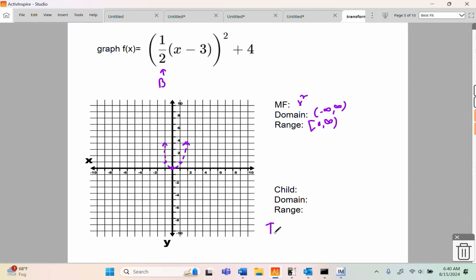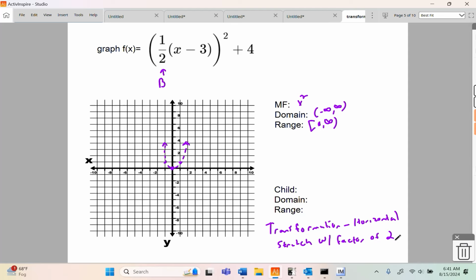And I didn't leave a place here for the transformation. But the transformation is a horizontal stretch with a factor of 2. It's going to be twice as wide as mama. That's what it's going to be.